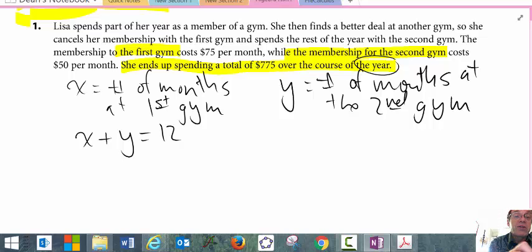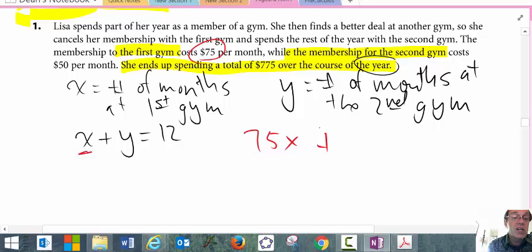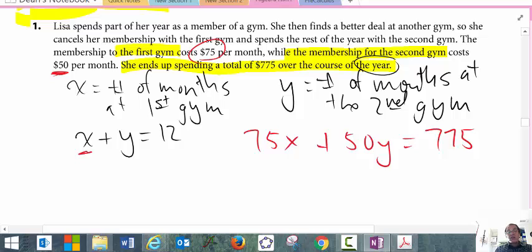The first gym membership costs $75. So we're going to take that X and multiply it times 75, times the number of months we're at the first gym. Plus, we got a cheaper one for the second gym. That's why she switched. 50 times Y. Now that cost her a total of $775. And that's our 2 equations, so that's it. We're done. Okay, it's pretty easy.